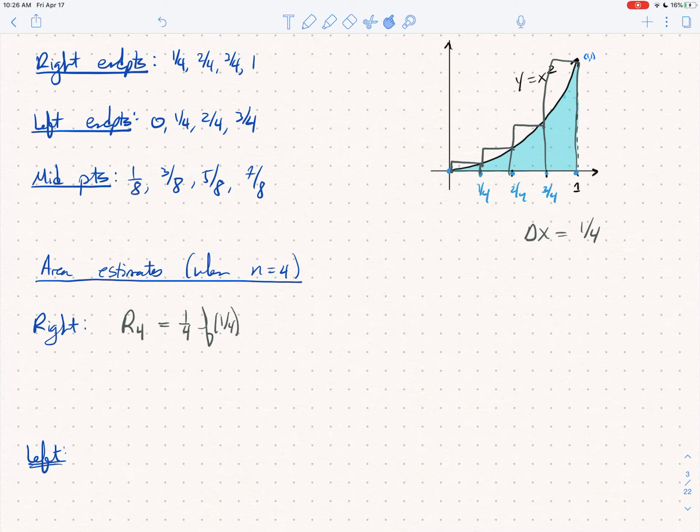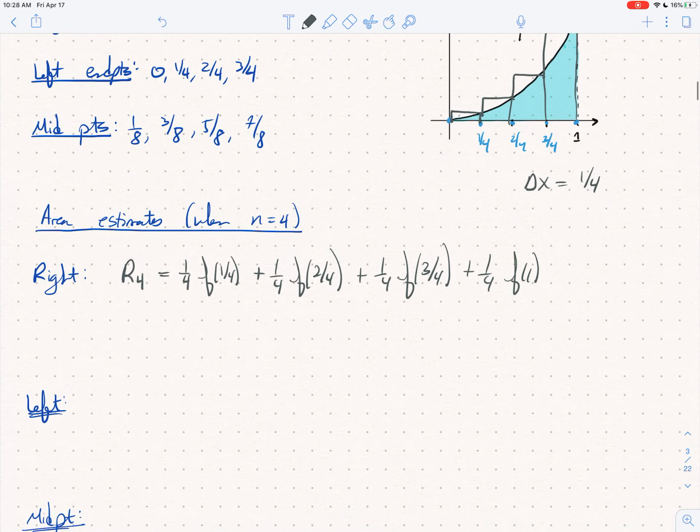So I get 1/4, this is delta x times f of x_i star. Now I'm going to say plus the next rectangle, this guy right here, is going to be, again, width 1/4, height is plug in 2/4. Next rectangle, this guy right here, is going to be width 1/4, plug in f of 3/4. And then finally, width 1/4, plug in f of 1.